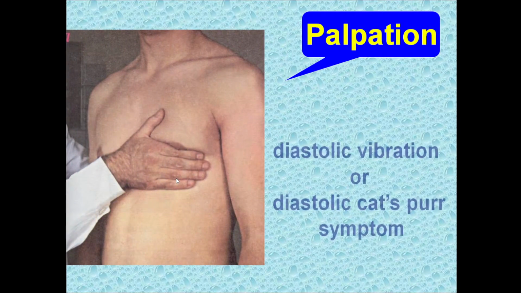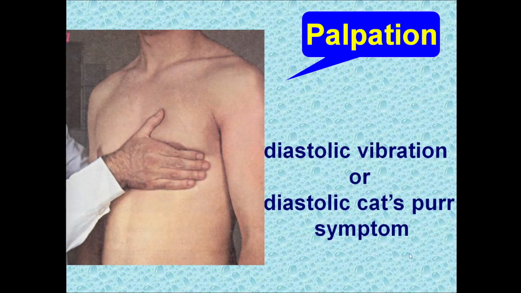On palpation, we can palpate specific diastolic vibration, or the diastolic cat's paw symptom, which is felt over the heart apex. We put the palm on the area of the heart apex and can feel vibration during the diastolic period. It is more intensive than the compensated activity of the left atrium, because when it pushes blood through the narrowed orifice, the bloodstream pushes on the heart and we feel its vibration.